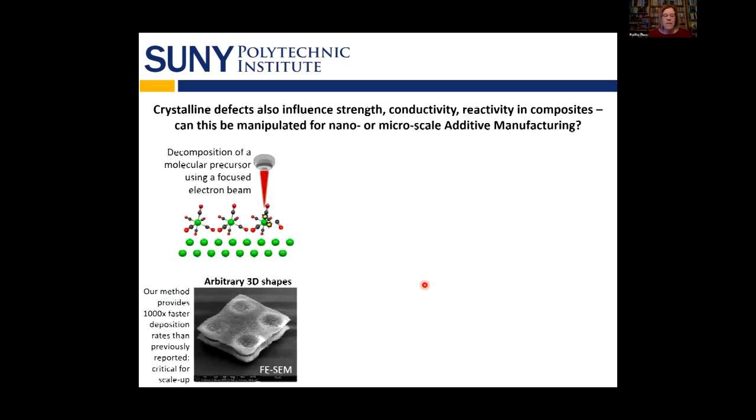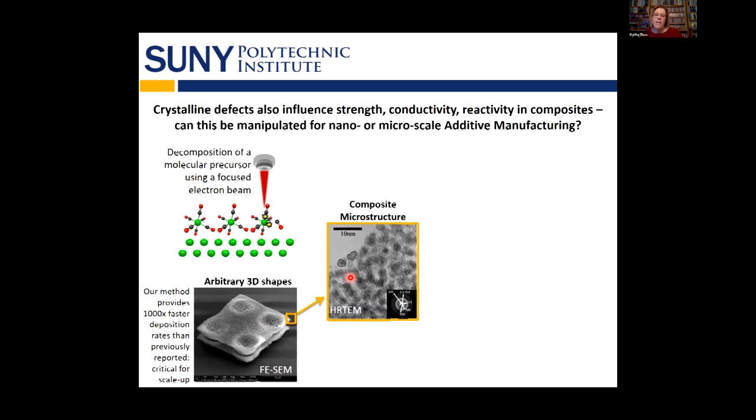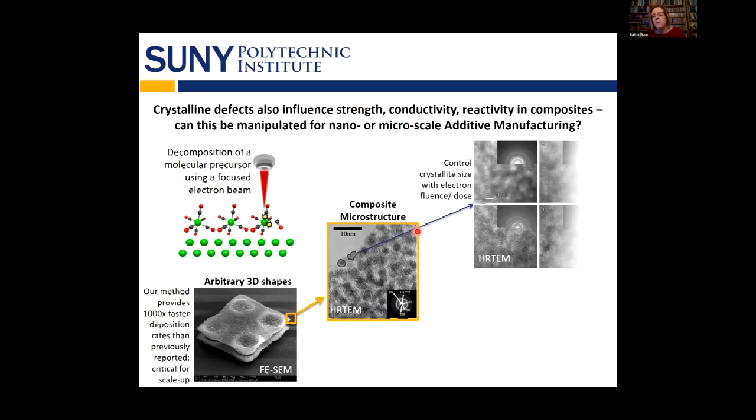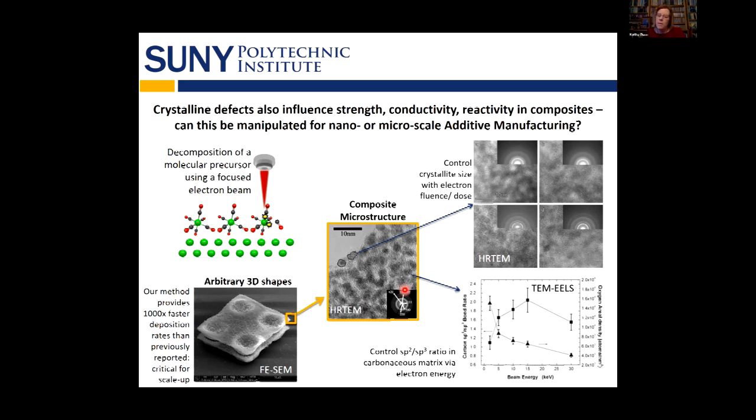I'm looking at some other composites as well. These are structures that we're making in the microscope by bleeding in a little bit of gas, and we use that electron beam to break it down. And since we can scan the beam, we can make arbitrary shapes like these little egg crates. If we zoom into those egg crates, we find that there are nanoparticles in a carbonaceous matrix, and then we can manipulate both the size of the particles. This is a series of images showing the particles getting larger and the diffraction patterns getting crisper, indicating enhancing the particle size, or we can manipulate the carbonaceous matrix.